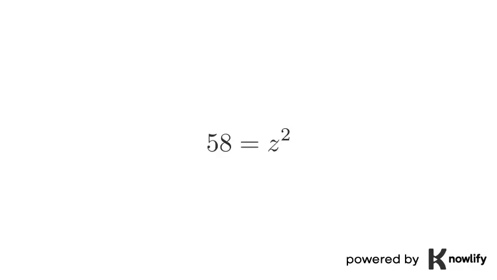Adding those up, 58 equals z squared. To find z, we take the square root of both sides. And there you have it. The value of z is the square root of 58.